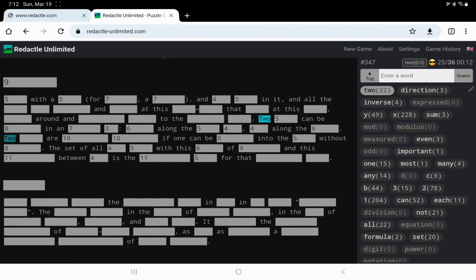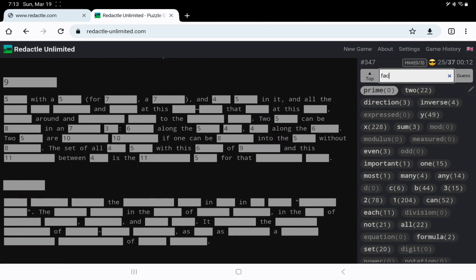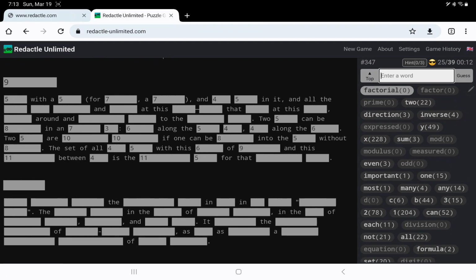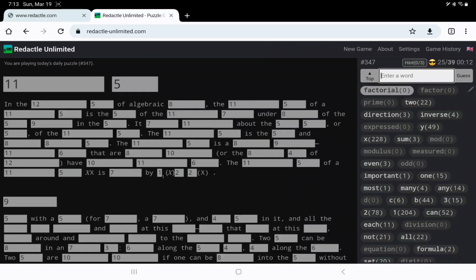Something along the 5, 4, 4 along the 6, 2, 5 or 10, 10. If one can be 8 into the 5, well, let's try prime, factor, factorial. Oops, there we go. Factorial. No. Algebraic something. And then the 11.5 of a 11.5.